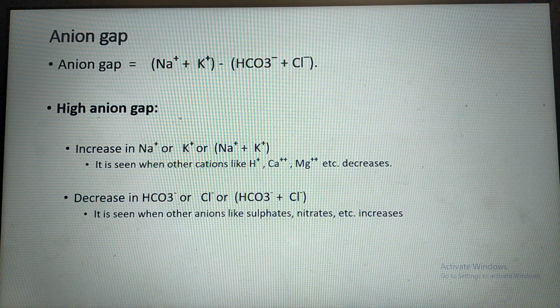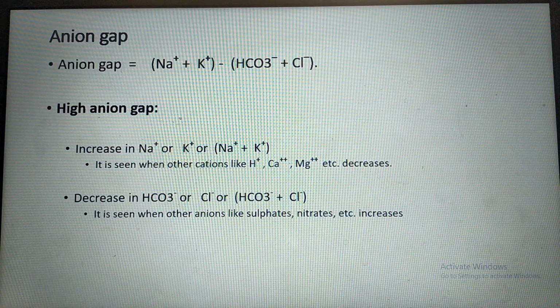Now think of another situation. In that situation, what happens? Sodium potassium remains normal, but bicarbonate and chloride anions decrease. Then also we will get a high anion gap, because we measure only these 4 electrolytes. If other anions, for example sulfates, nitrates, phosphates, increase in the body, what will happen? In that case, to maintain the electrical neutrality, the body will excrete bicarbonate and chloride ions. Therefore, the sum of measured anions decreases and you will get a high anion gap.